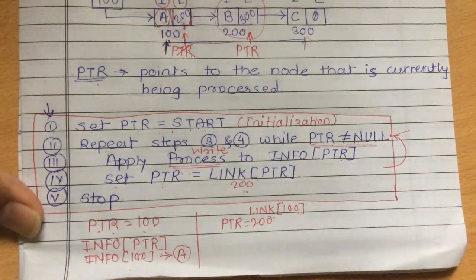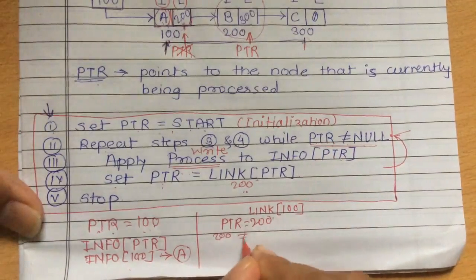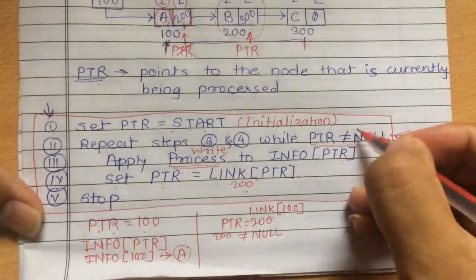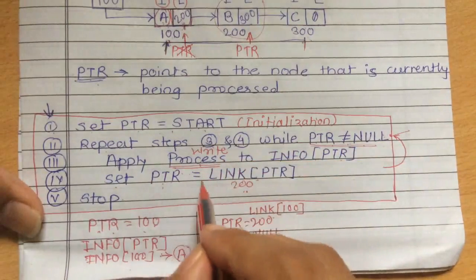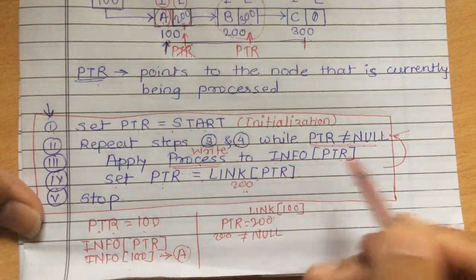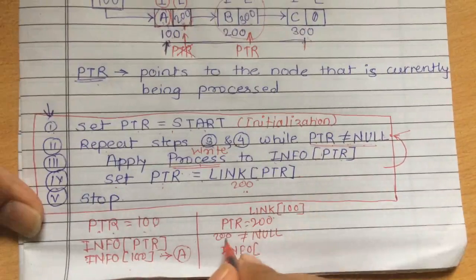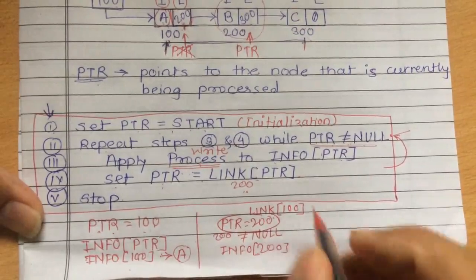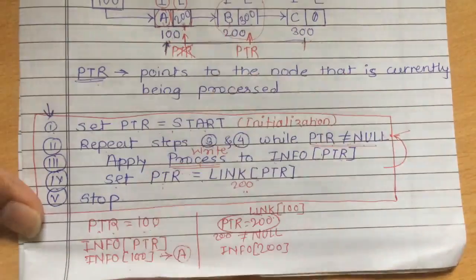Again the condition will get checked. So ptr is equals to 200, and 200 is not equals to null. Yes, 200 is not equals to null, the condition is true. Again we have to repeat steps 3 and 4. Again apply the process on info of ptr. So info of ptr, the value of ptr is equals to 200. So info of 200, this is 200 and info of this is b. So info of 200 is b.